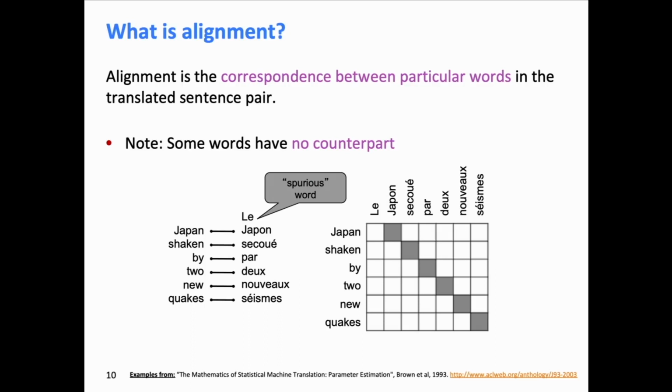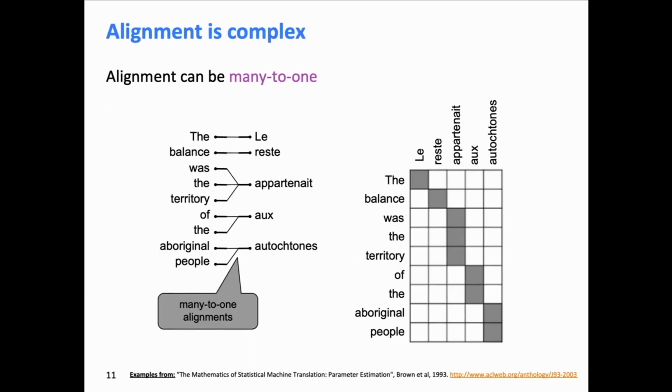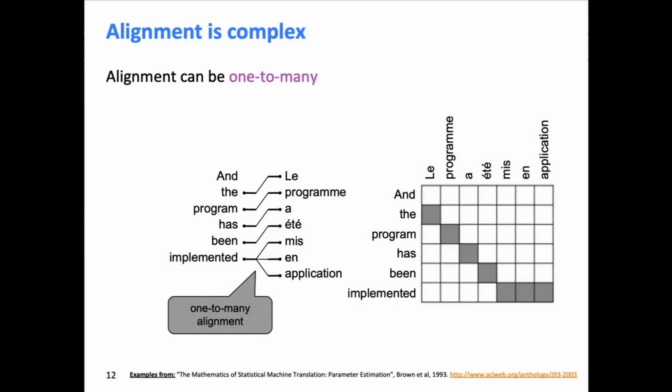So alignment can be a bit more complicated than that. For example, alignment can be many-to-one. In this example, you have several French words that have multiple English words that correspond to them. So this is what we call many-to-one alignment. It can go in the other direction too.